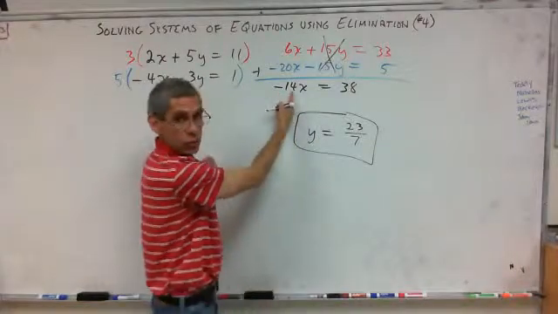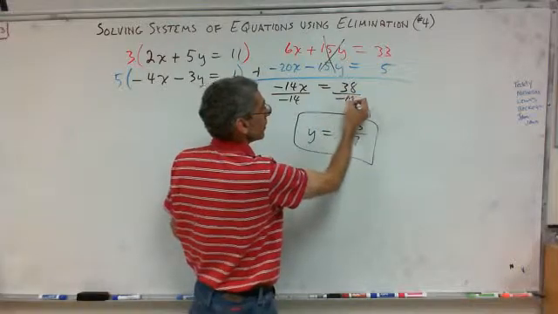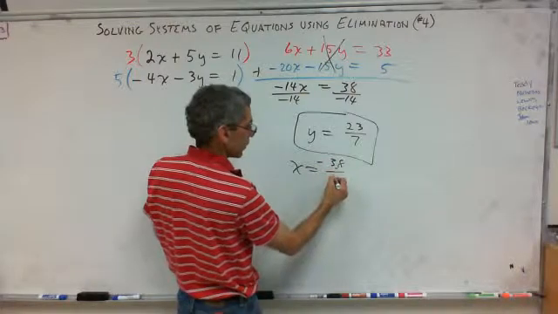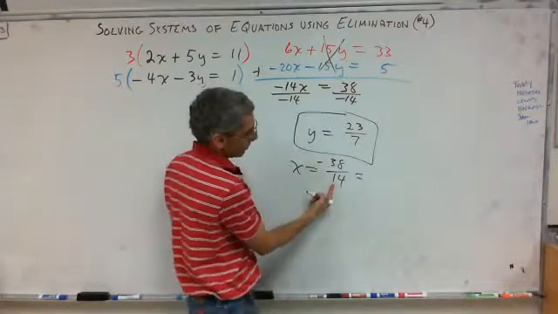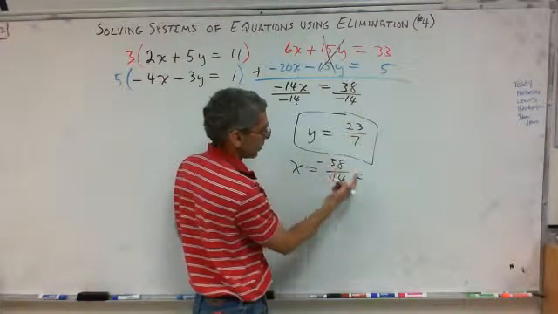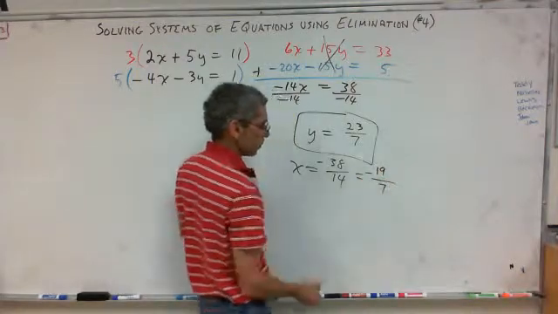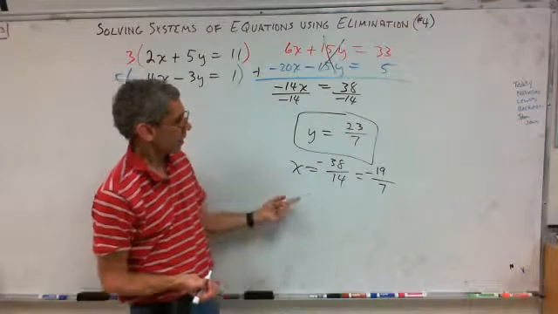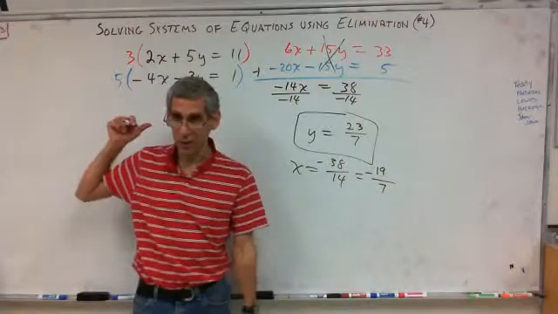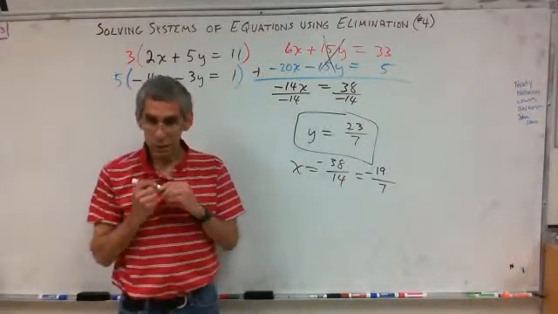Okay, all I have to do to find my x is I divide by negative 14, and x is equal to negative 38 fourteenths, which actually I could divide both by 2. That would be negative 19 over 7, right? So look at that. That was so much easier than substituting 23/7 into one of those problems. You see what I'm saying? See the difference? And that's really cool.